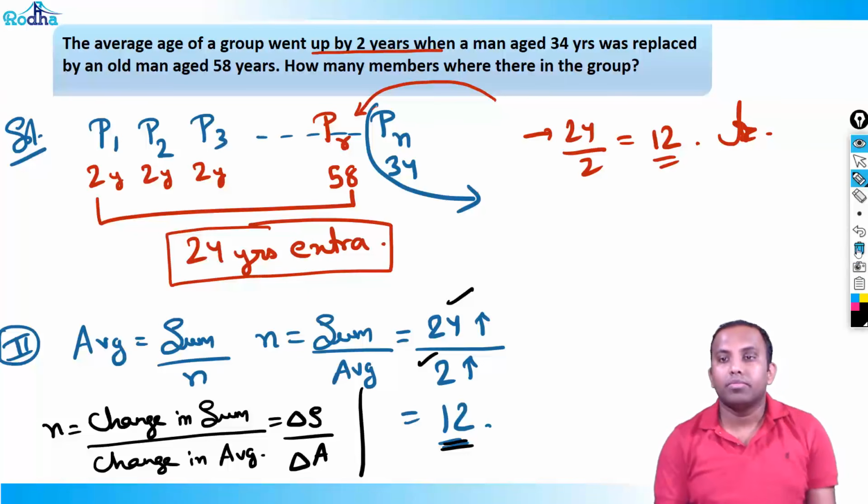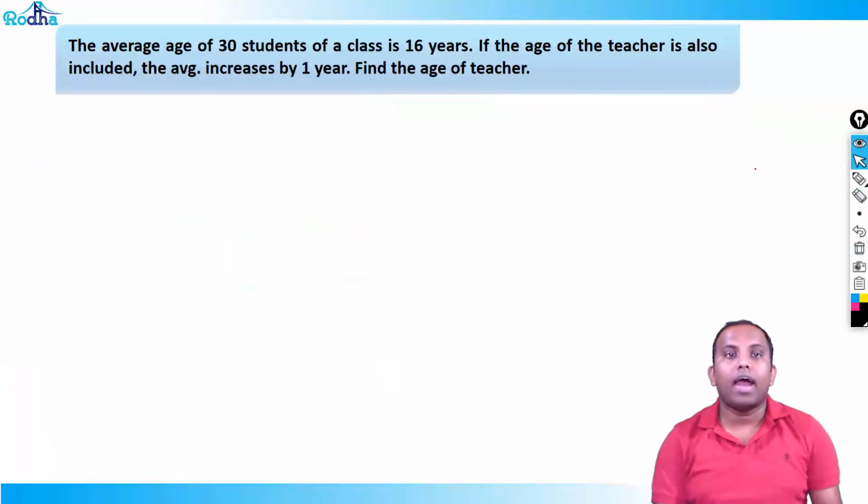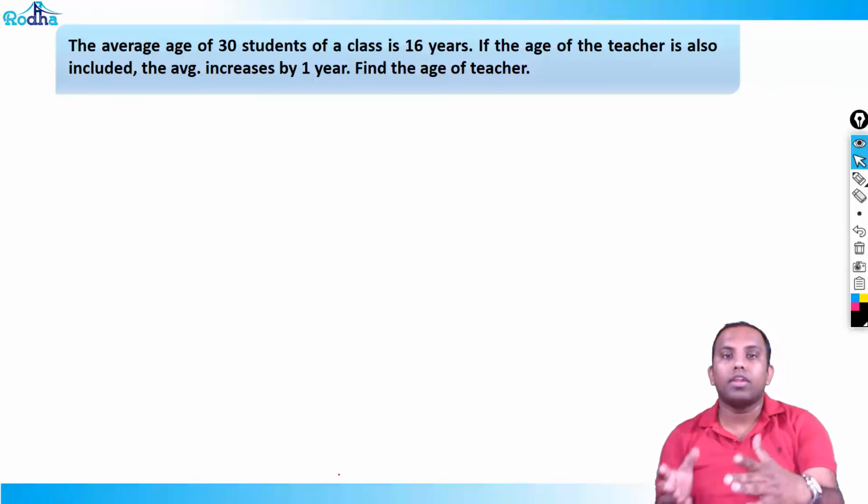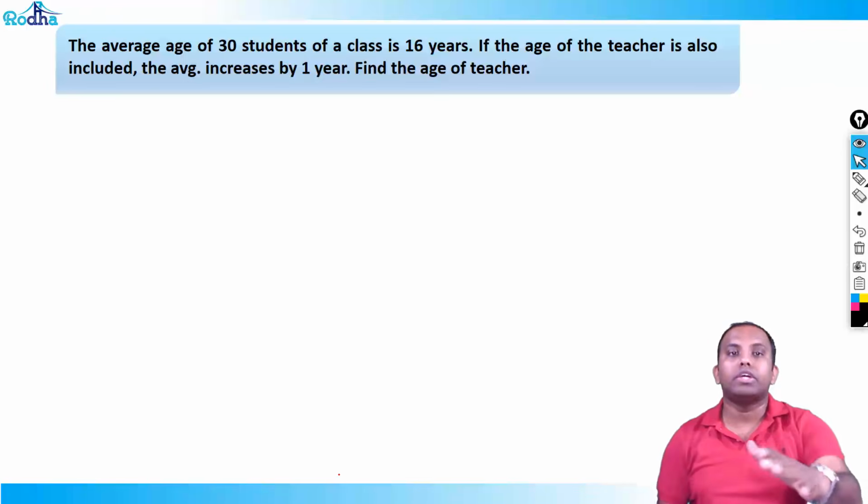Okay, now the next question we'll discuss. The average age of 30 students of a class is 16 years. If the age of the teacher is also included, the average increases by 1 year. Find the age of the teacher, right? See, we are doing every possible variety here. In the last question, there was also such a question of teacher and students.